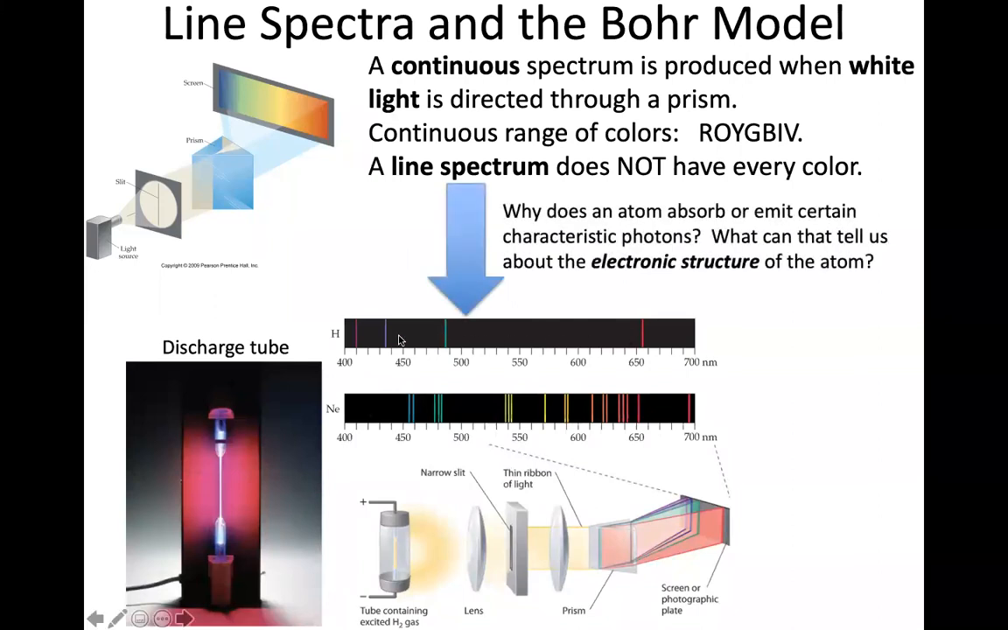So the question was, why does an atom like this hydrogen atom absorb or emit only certain characteristic photons? What does that behavior tell us about the electronic structure of the atom? And when I say electronic structure, that's the title of chapter 6. That is saying, tell me about the electrons in the atom, not really about the protons and neutrons. The electronic structure is thinking about where the electrons are found and what their energy is. That's what chapter 6 is about.